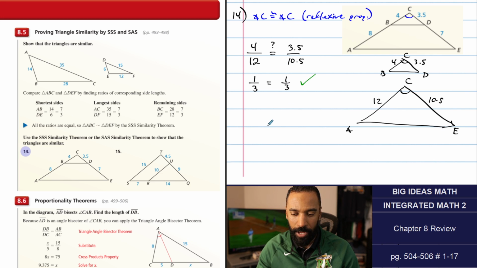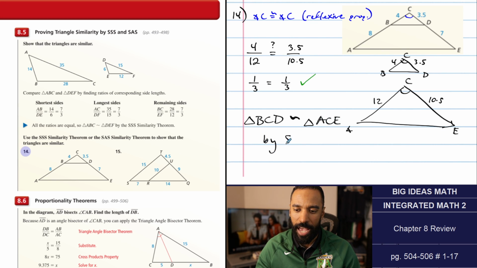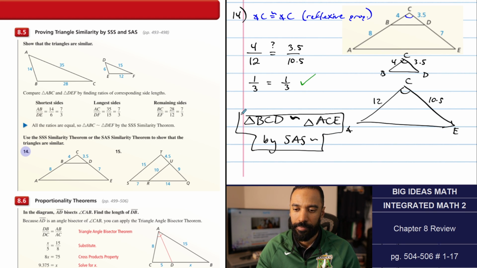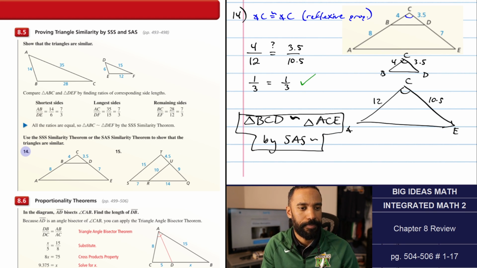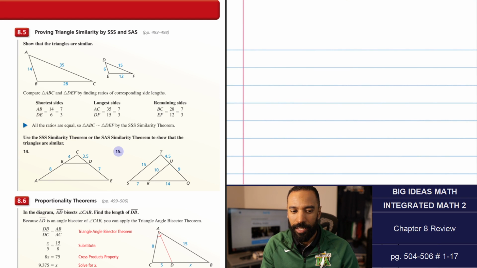Therefore, with these congruent angles, triangle BCD is similar, I was about to say congruent, is similar to triangle ACE by the side, angle, side similarity theorem. That's number 14. Number 15.